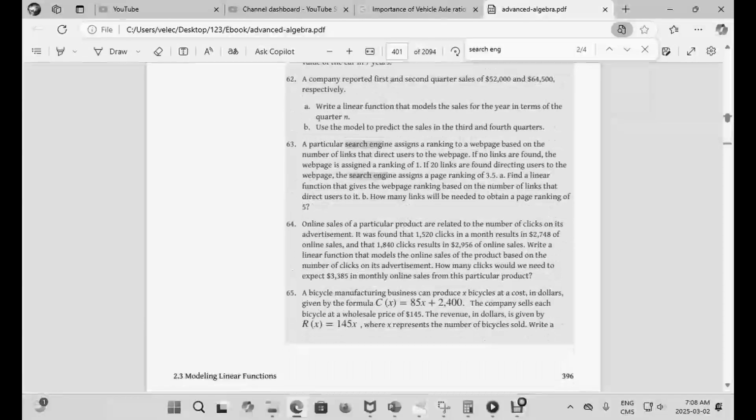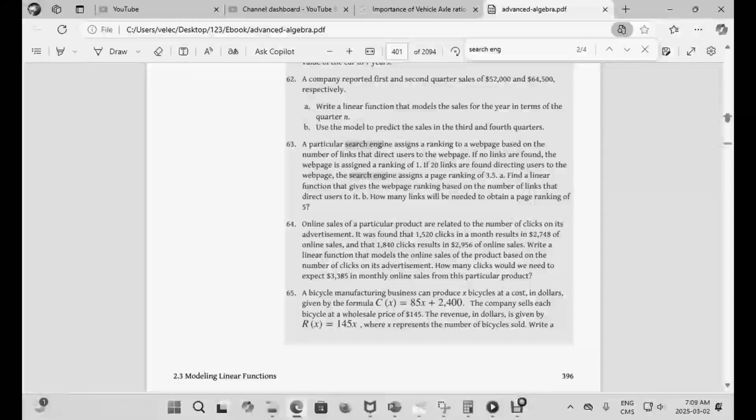Further down, number 63: a particular search engine assigns a ranking to a web page based on the number of links that direct users to the web page. If no links are found, the web page is assigned a ranking of 1. If 20 links are found directing users to the web page, the search engine assigns a page ranking of 3.5. Find a linear function that gives a web page ranking based on the number of links that direct users to it. That's the first question.